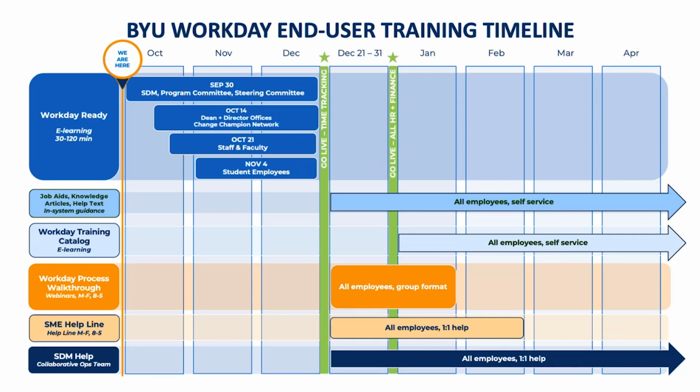Any questions about the email or the end user training that you got? Is it the same layout that it will be for the faculty? Yep, they can start and finish. I think on October 14th, the Deans, Directors, and Change Champion Networks are going to get theirs. Staff and faculty get it October 21st, and then November 4th is student employees.